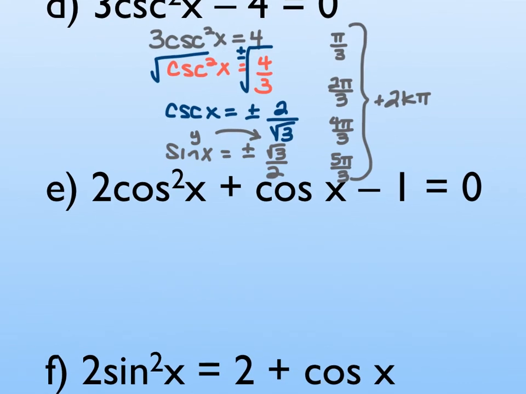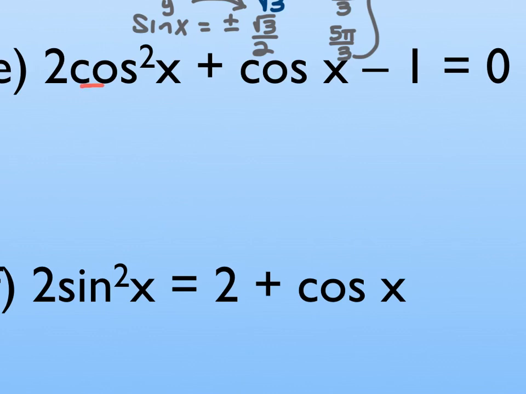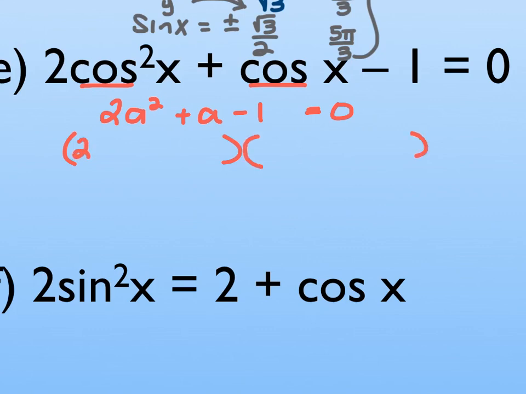All right, E says 2 cosine squared x plus cosine x minus 1 equals 0. So this is the first one we've had to factor when there's 3 terms. Remember, if you want to replace them, you could take out the cosine and replace it with something like a, and this would be 2a squared plus a minus 1 equals 0. Or you could factor it straight from the beginning. So this would be 2 cosine of x and cosine of x. And then I'd be looking for the factors of negative 1 that when multiplied by that 2 is going to give me a positive 1.